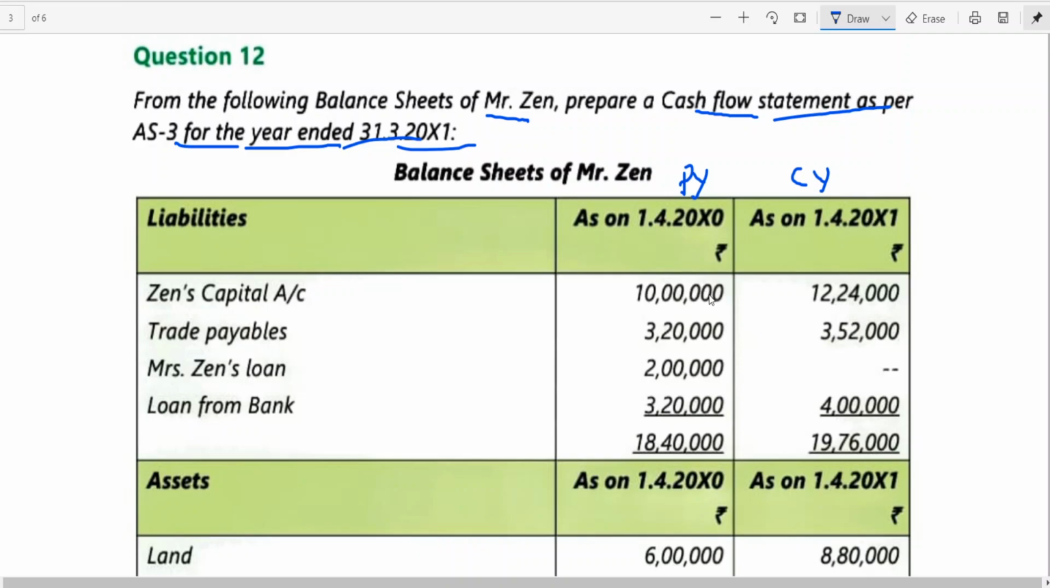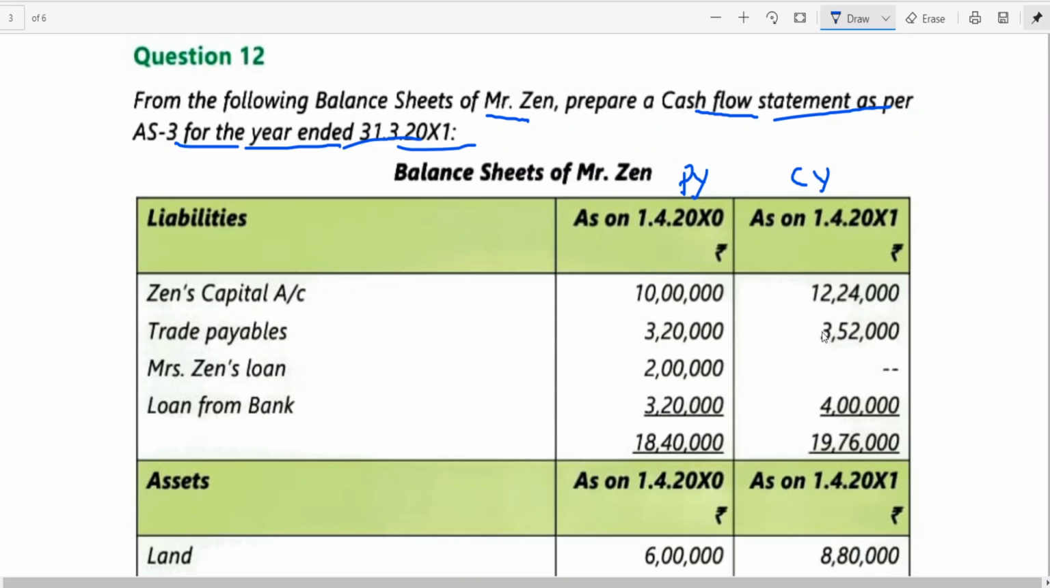Opening capital plus net profit plus interest on capital minus drawings minus interest on drawings, you get closing capital. Now keep it in your mind. Trade payable. If it is indirect method, we need to go for comparison of trade payable. I think there is an increase in trade payable. Increase in trade payable means, if it is indirect method.